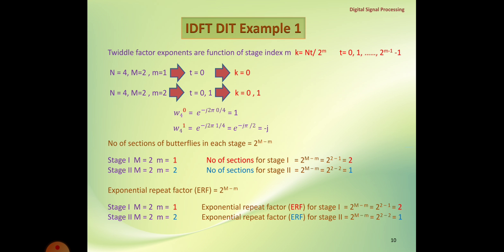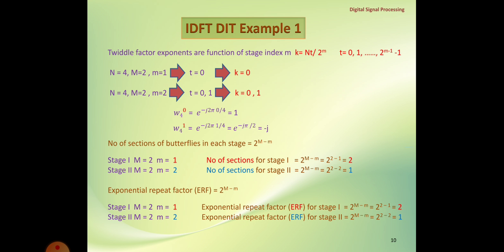The number of sections of butterflies in each stage is given as 2 raised to M minus m, where capital M represents the number of stages and small m represents the stage index. So for stage 1, M equal to 2 and m equal to 1. Therefore the number of sections equals 2 raised to M minus m, that is 2. And for stage 2, M equal to 2 and m equal to 2, which gives the number of sections equal to 2 raised to M minus m, that is 1.